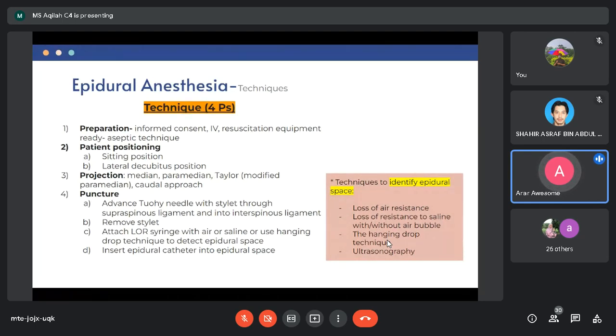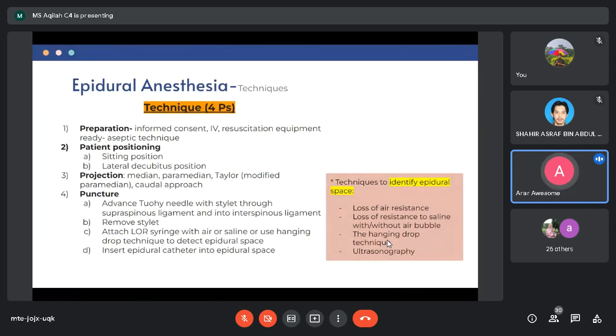And then we go to the puncture. We use the median, paramedian, or taylor approach. For the puncture, we can use the Tuohy needle. We advance it through the supraspinous ligament and into the interspinous ligament. And then we remove the stylet.